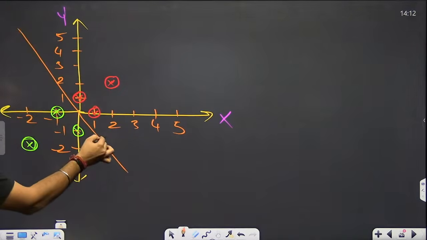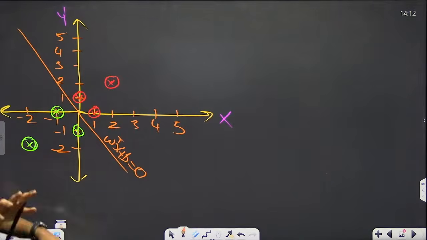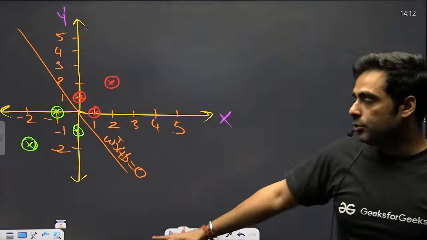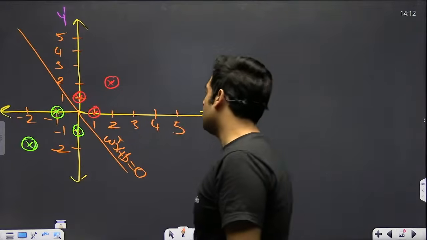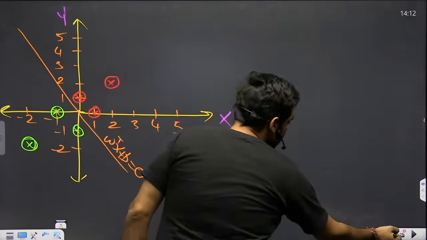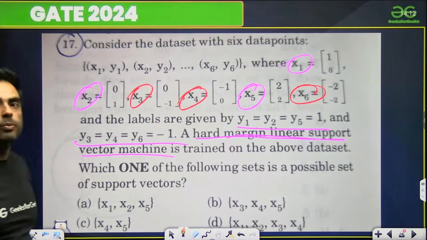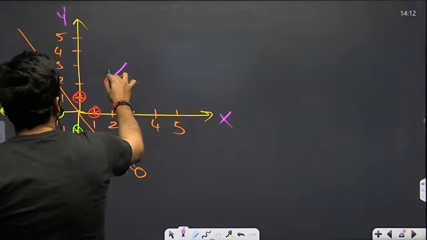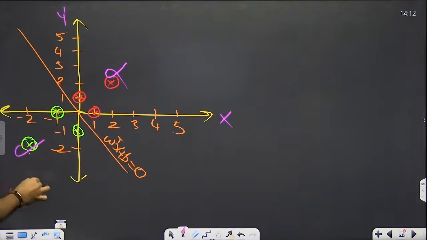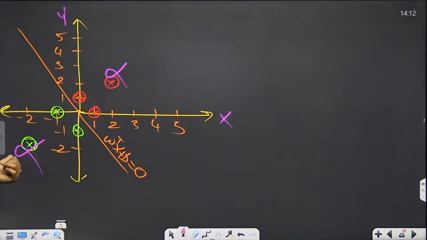This could be the main hyperplane, one of the possible hyperplanes. I hope you are able to understand. Now if this is the hyperplane, the question asks which can be a possible set of support vectors. So you see that neither this point nor this point could be the support vectors.